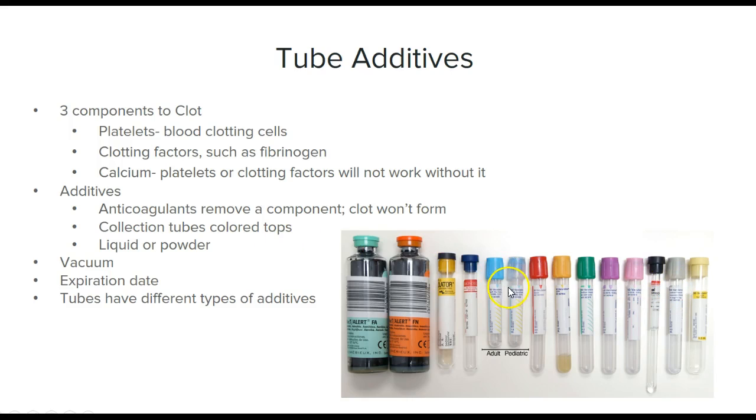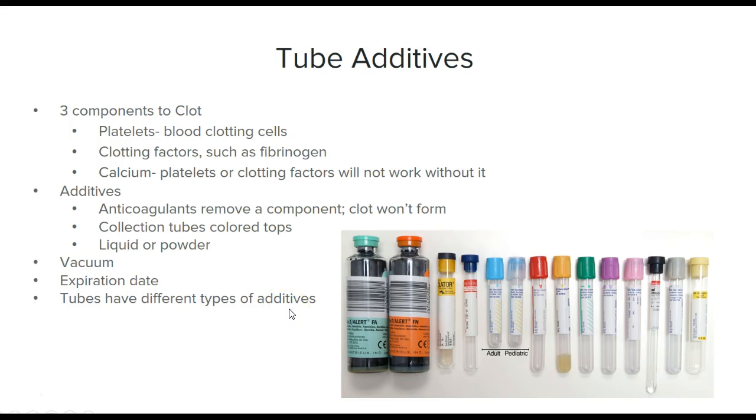The colored tops tell us what type of anticoagulant are in there. Some of them have liquid, and you can see the little bit of liquid in the bottom of the tube. Some have powder in them. Some look like they've been sprayed. The inside of the tube has been sprayed with the anticoagulant.